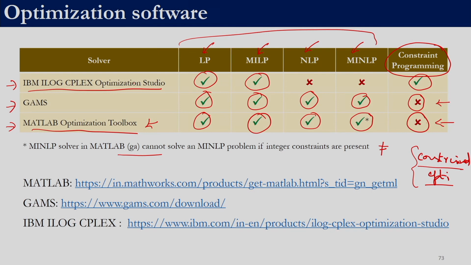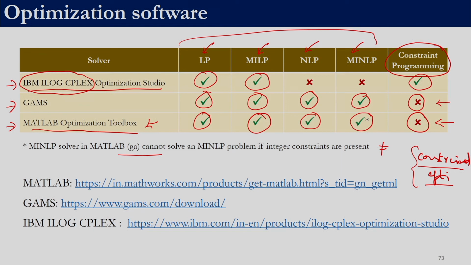For IBM iLog Simplex Optimization Studio, the full version can be downloaded for academic purposes. It is available as part of the IBM iLog academic initiative, and on top of that, it is the only software which supports constraint programming. As part of this course we have not looked into constraint programming, but we are talking about it because we want you to know that there is something called constraint programming, and you can go and explore it on your own.